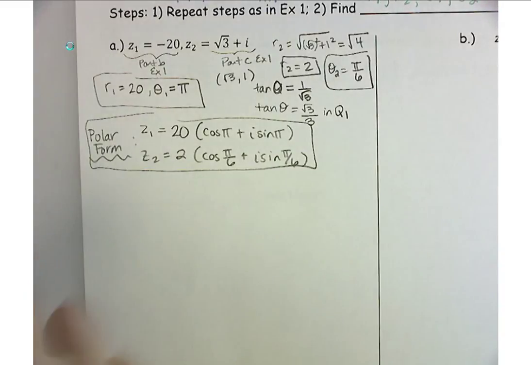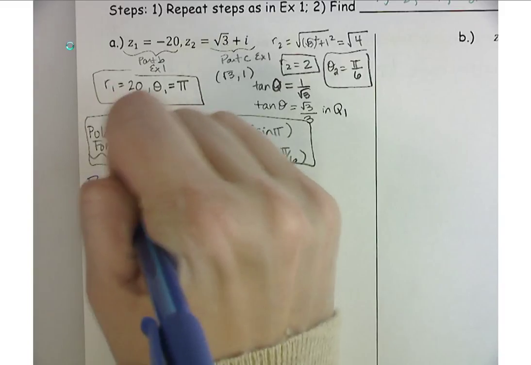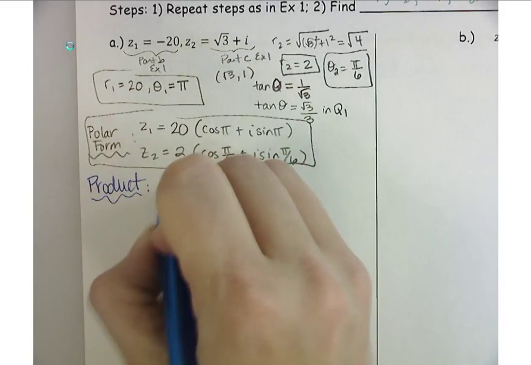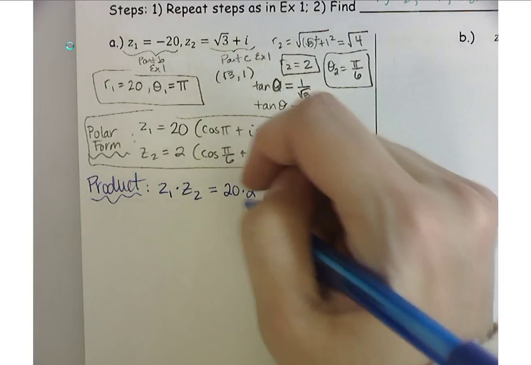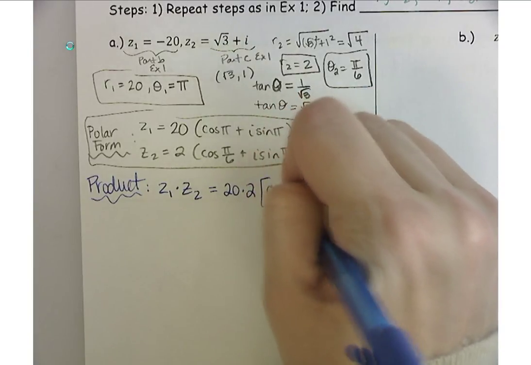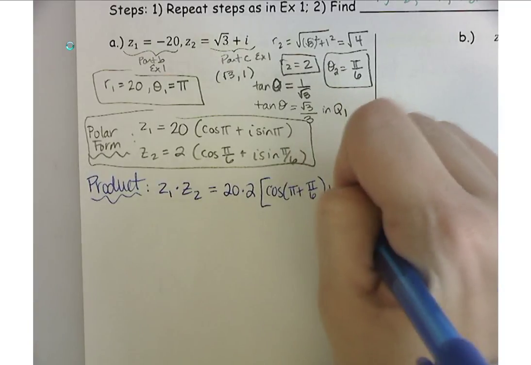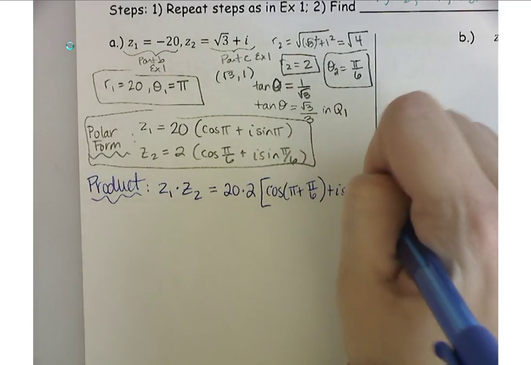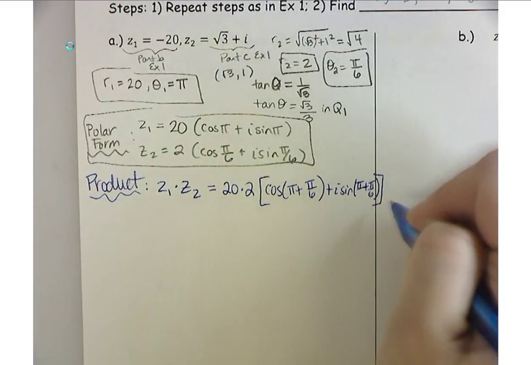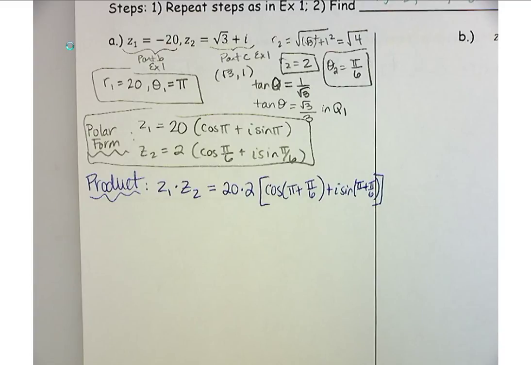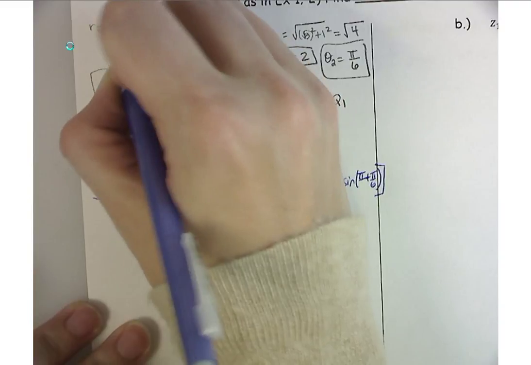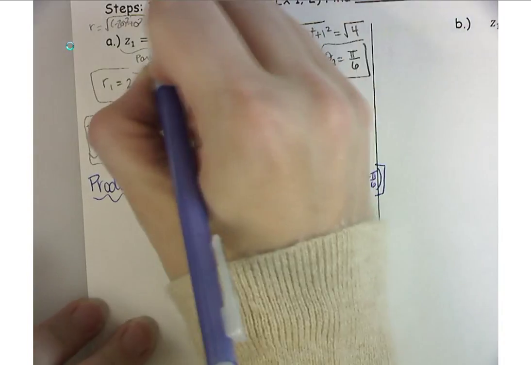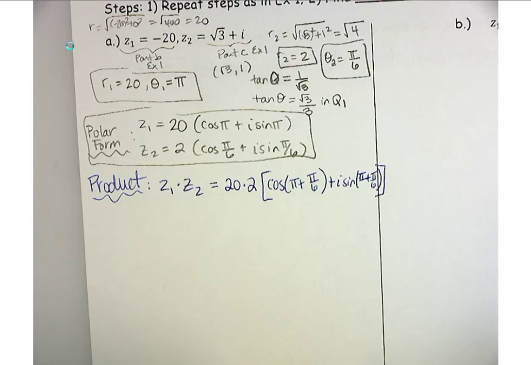All right, so now we're going to do the product. So the product of Z1 times Z2 is going to be r1 times r2, and then the cosine of pi plus pi over 6 plus i sine of pi plus pi over 6. No, because when you're finding the r, it's the square root of negative 20 squared plus 0 squared, which will be the square root of 400, which will be 20. Yes.